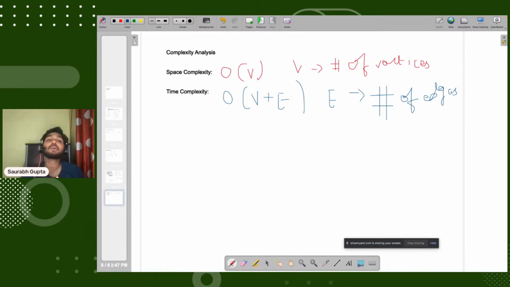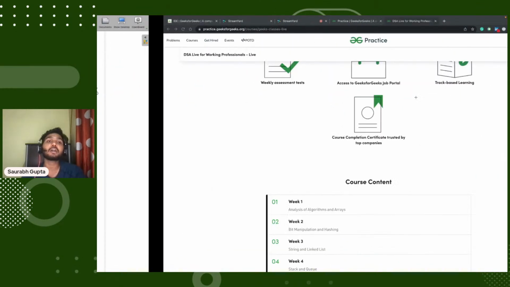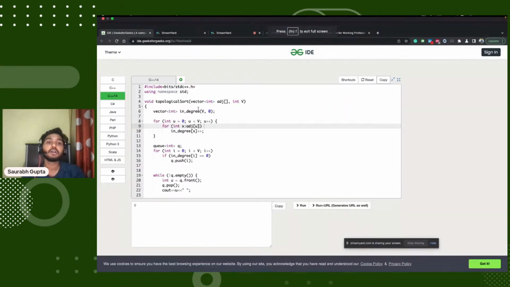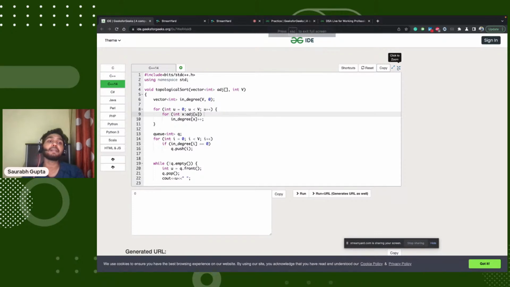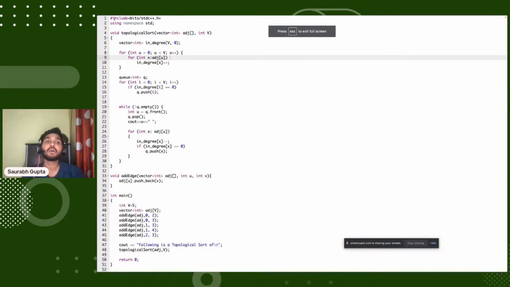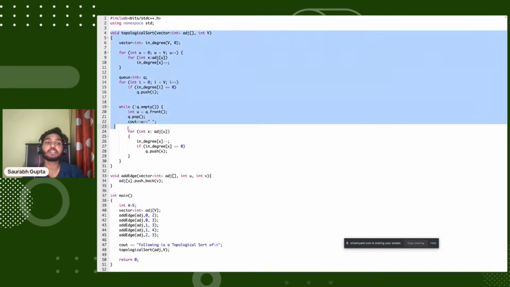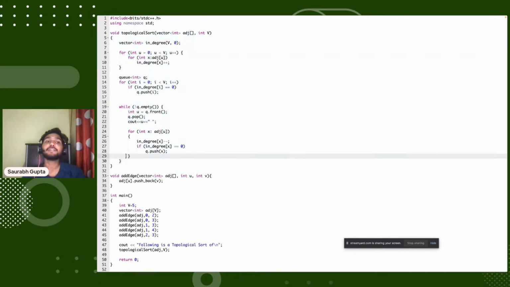Okay. So this is all about the topological sort. I'll quickly walk you through the code for this. Okay, so this is the code in C++ that has been written. So you can see this is the topological sort function. Firstly, what we are doing is we are taking a vector which will store the in degree of each and every node, each and every vertex in this array.